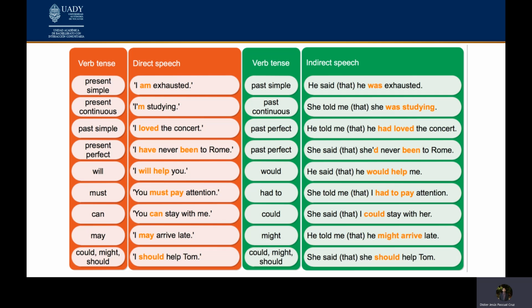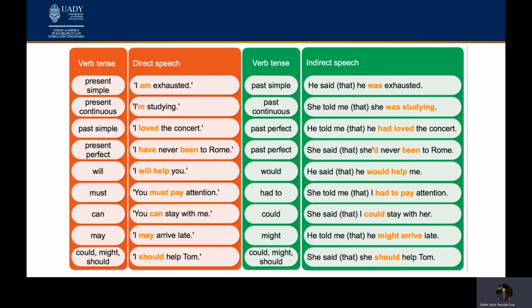For example, present simple, when you say it in reported speech, you change it to past simple. If somebody said to you in the past, oh, I am exhausted, you are going to report, he said he was exhausted. Maybe because he was running, maybe because he didn't sleep very well. But you're expressing this in the past.